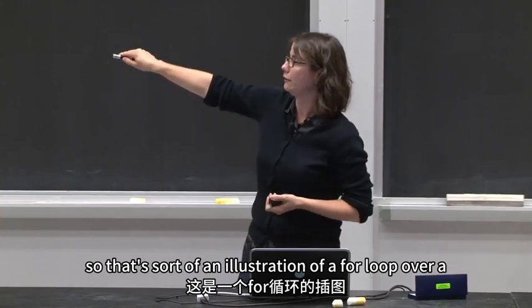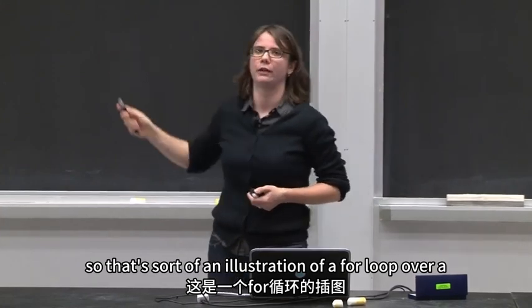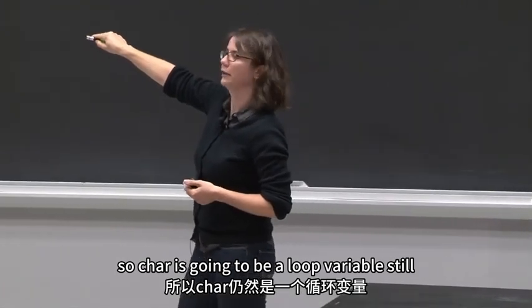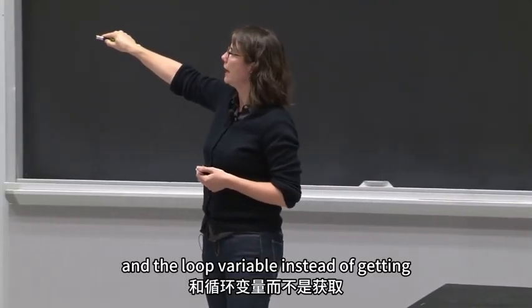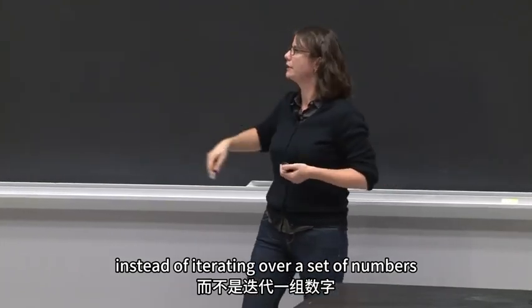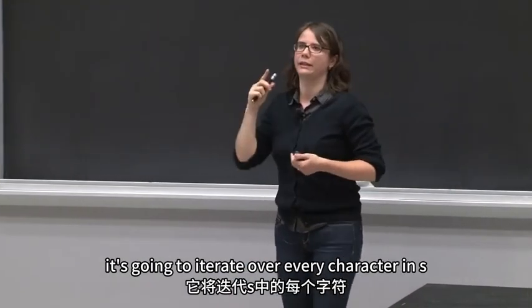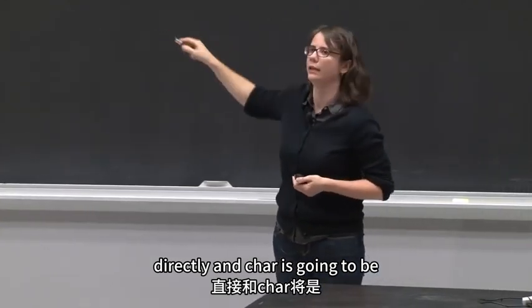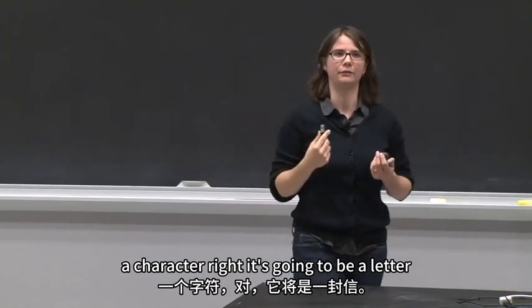So that's sort of an illustration of a for loop over a sequence of characters, right? So char is going to be a loop variable still. And the loop variable, instead of iterating over a set of numbers, it's going to iterate over every character in s directly. And char is going to be a character, right? It's going to be a letter.